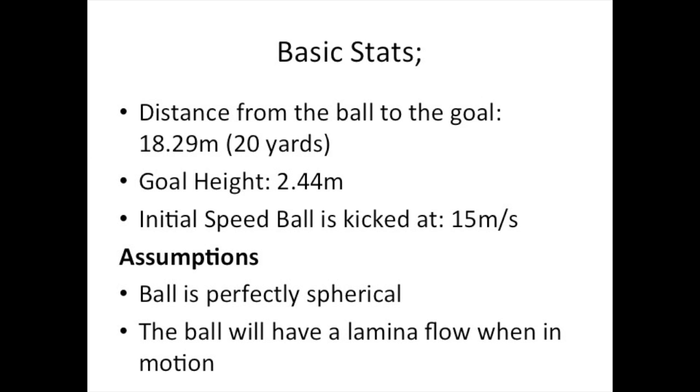So the distance from the goal line to the edge of the 18-yard box plus an extra 2 yards is 20 yards, which converts into 18.29 metres. The height of the goal is 2.44 metres, which is important as this is the point on the crossbar that we will be measuring the projectile to.